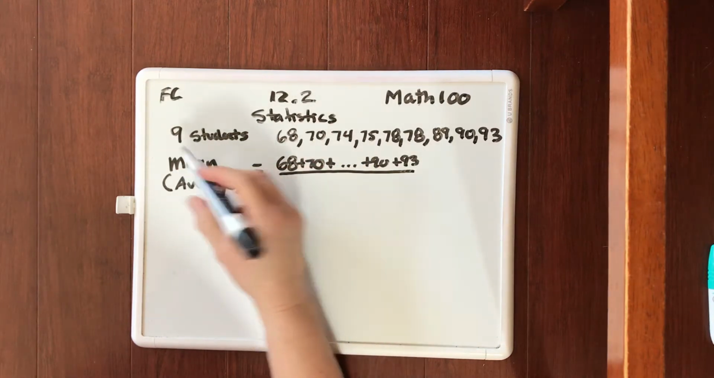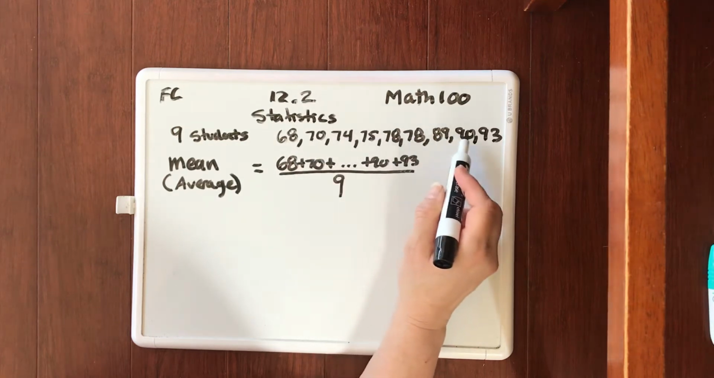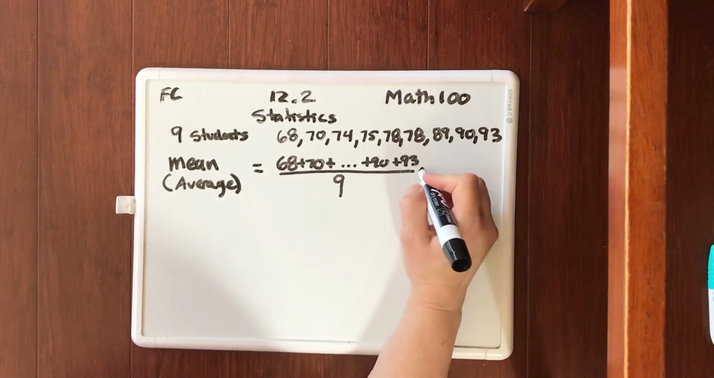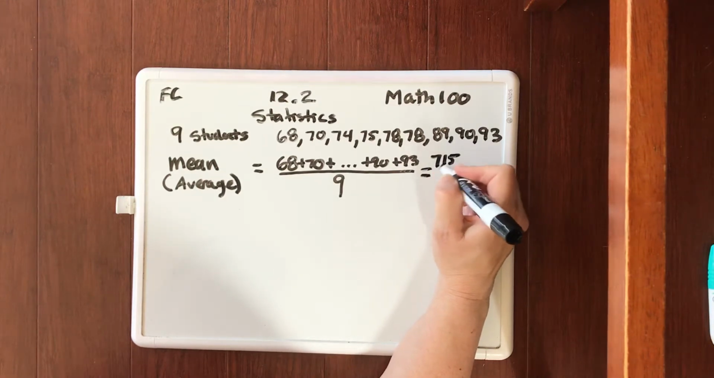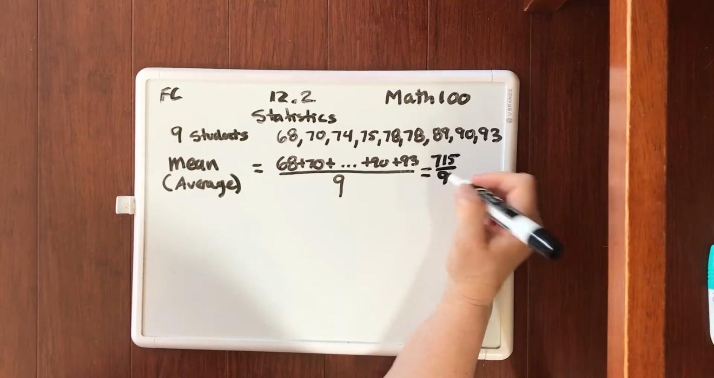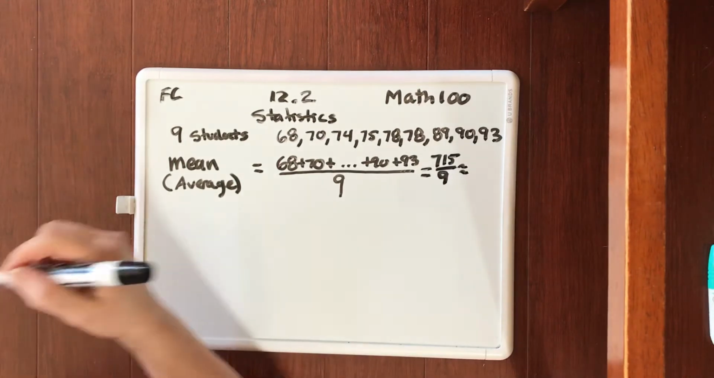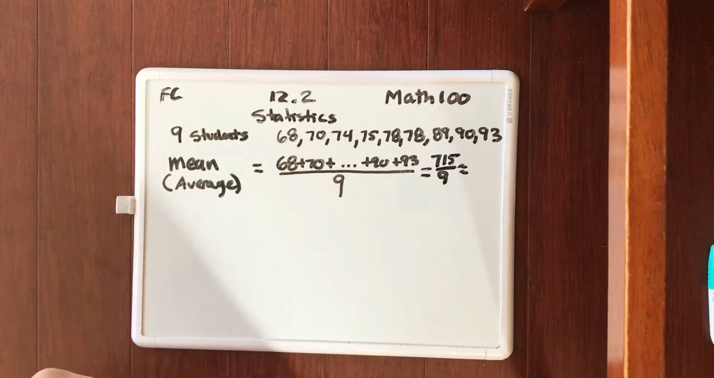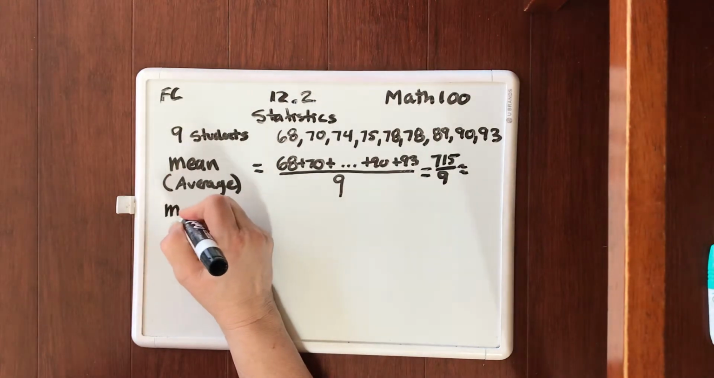So we add all of these up and divide by how many people there are. And we said there were 9 students. 1, 2, 3, 4, 5, 6, 7, 8, 9. All right, and when we do that, it comes out to be 715 divided by 9. And that's approximately, let's see, I think I divided by 7, so that would be wrong. So you can calculate that out. Okay? Let's go on to the next one.